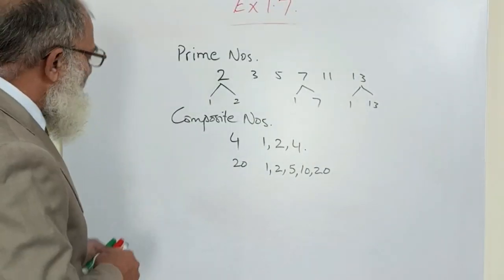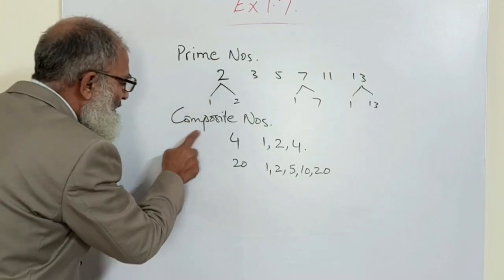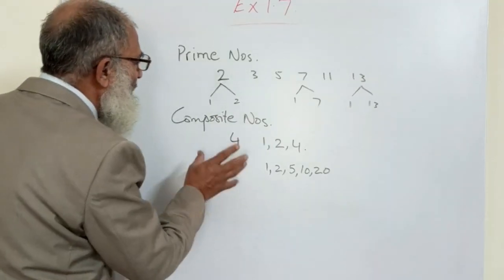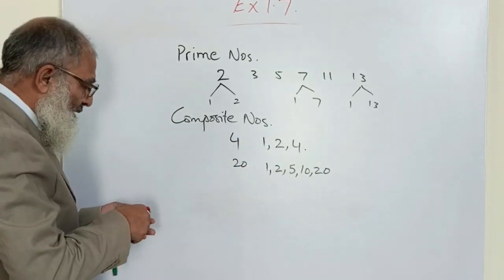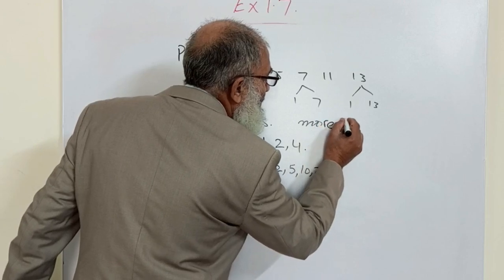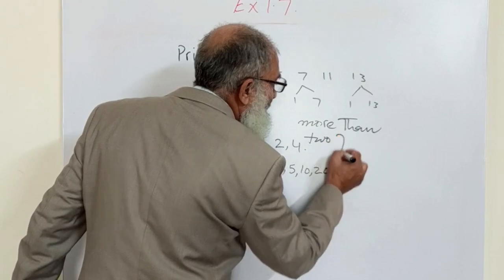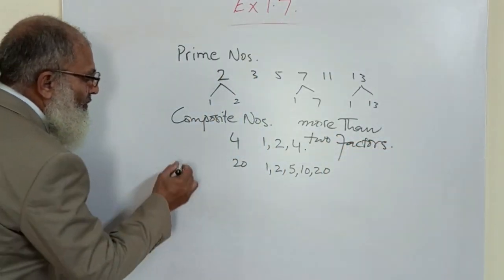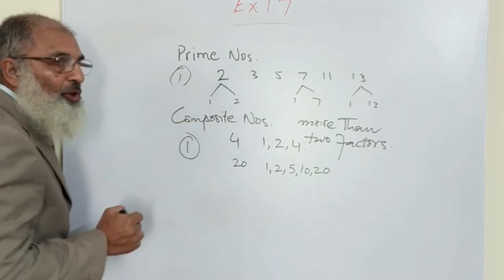One thing more, I must tell you that I told you that 1 is not a prime number, and 1 is not even a composite number, because I have already told you in the definition that it has more than two factors. Let me write it: more than two factors. So 1 is again ruled out from here.